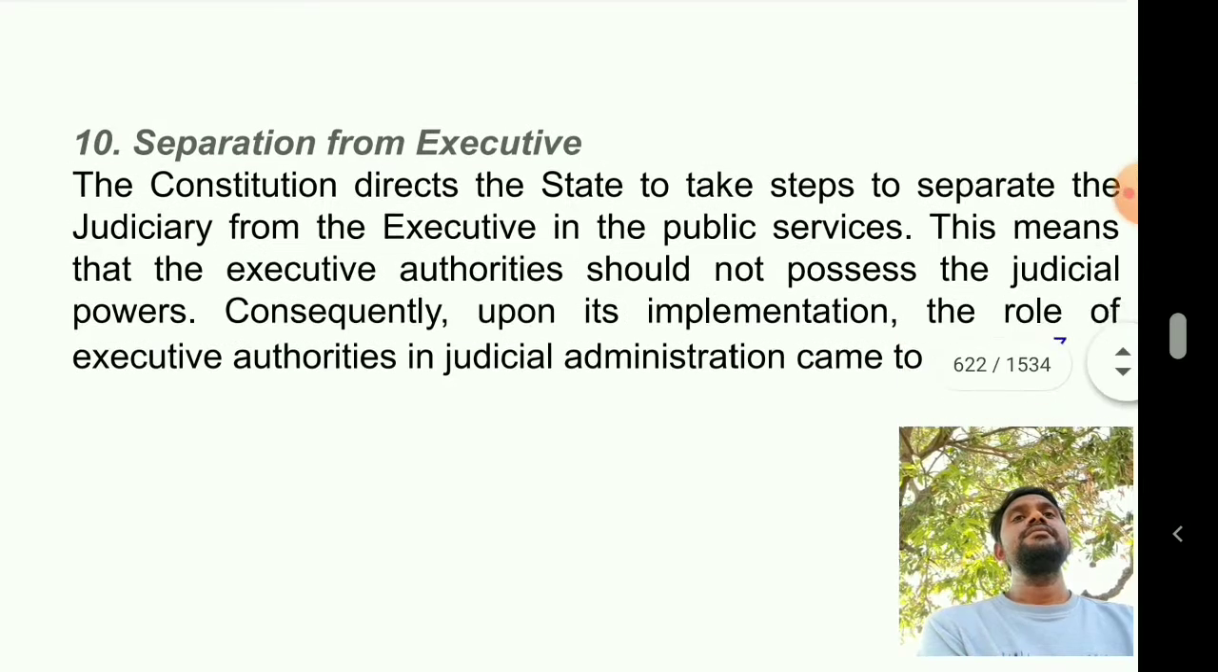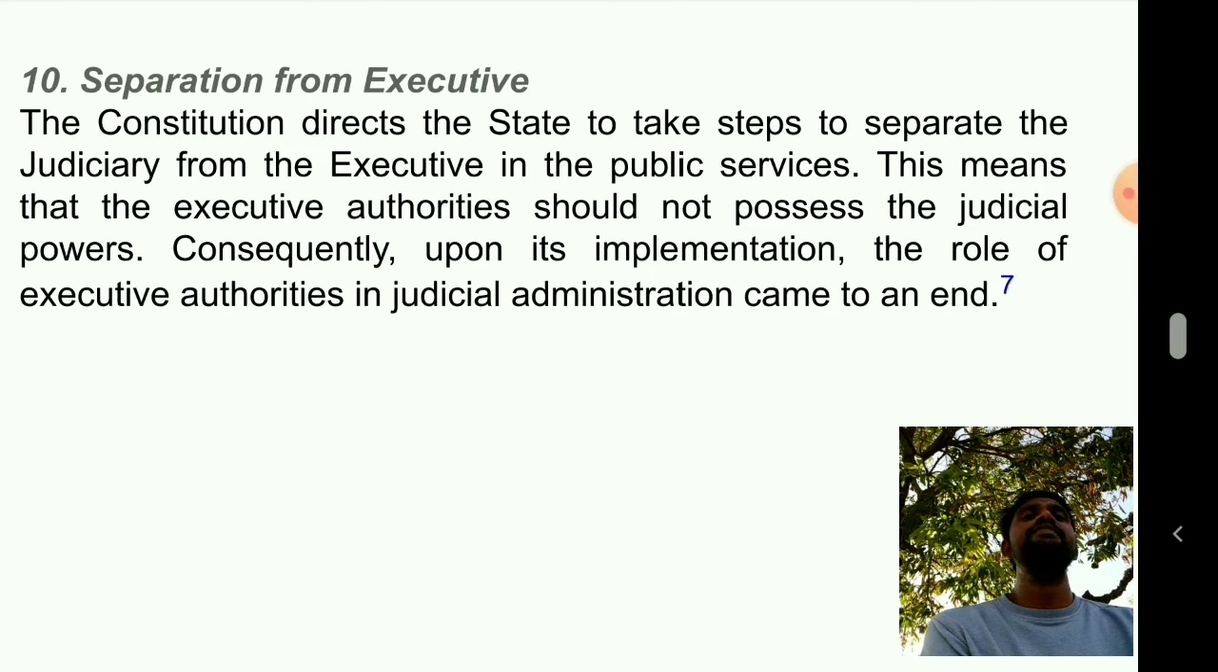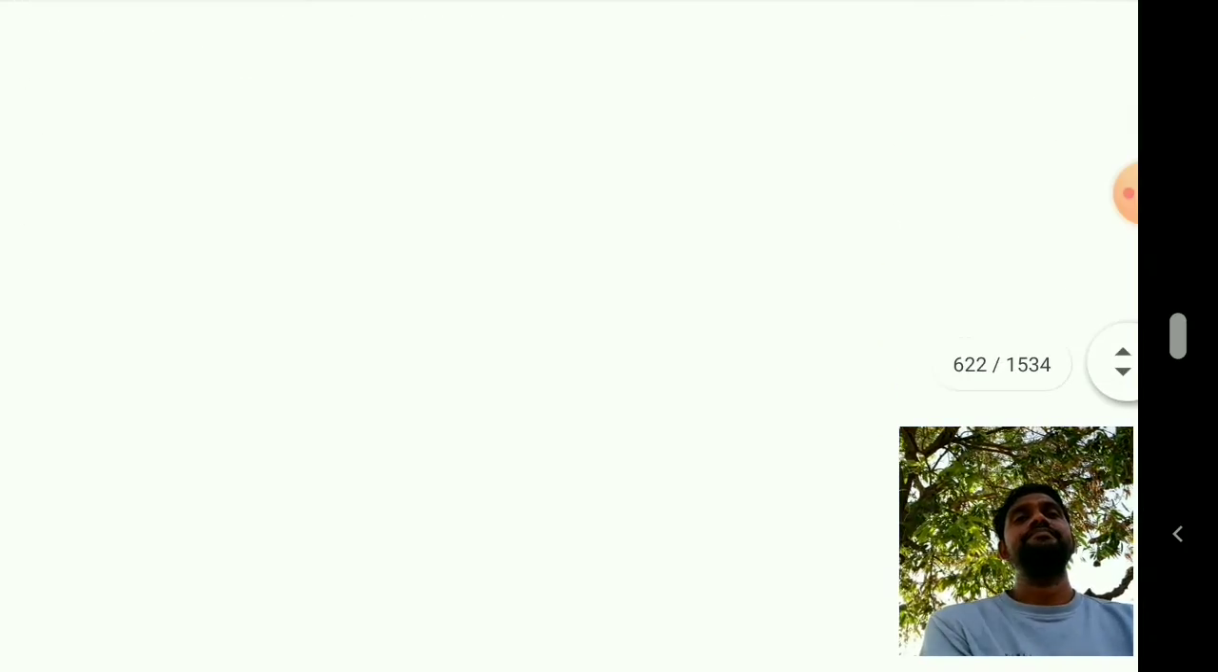Last, tenth is separation from the executive. The Constitution directs the state to take steps to separate the judiciary from the executive in the public services. This means that the executive authorities should not possess judicial powers. Consequently, upon its implementation, the role of executive authorities in judicial administration came to an end.